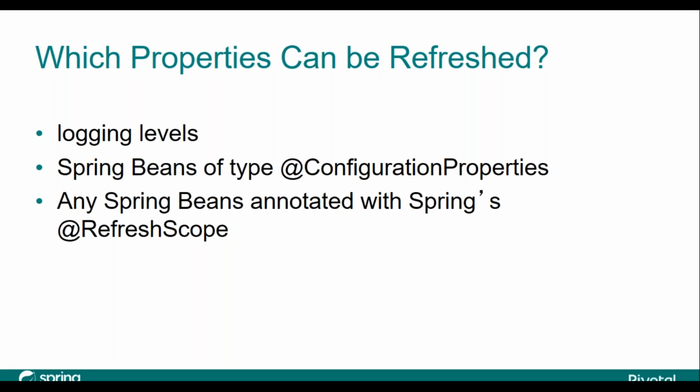Now, what are the properties which can be refreshed? For example, logging levels, or Spring beans of the type annotated as ConfigurationProperties, or any Spring bean which is annotated as RefreshScope, it would automatically refresh over there. In our example, I would be showing you logging levels.